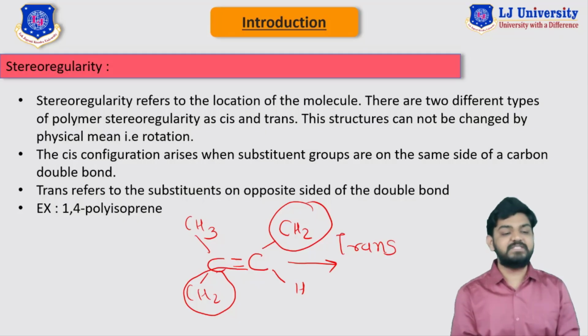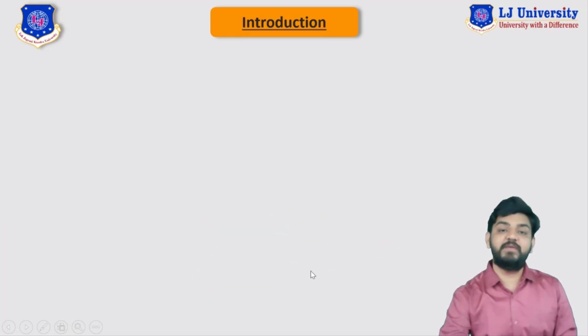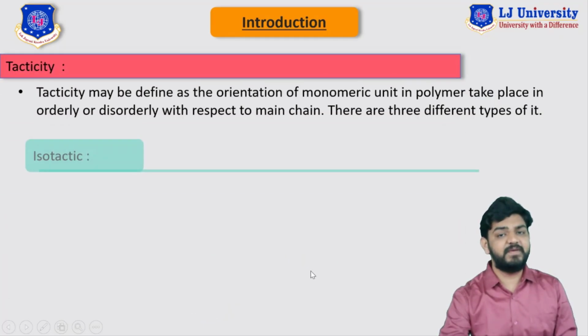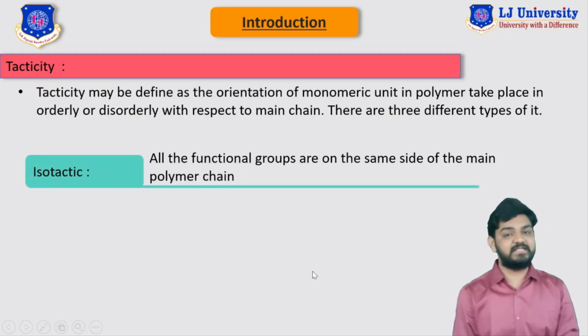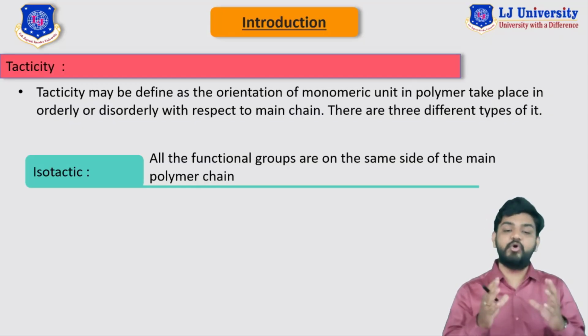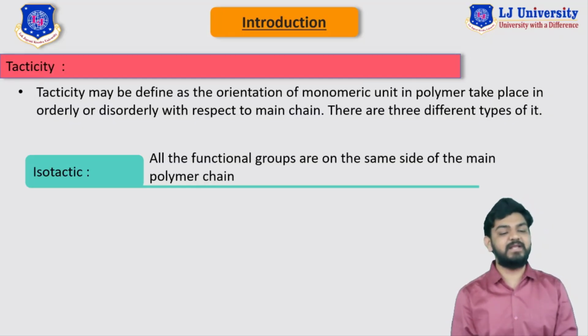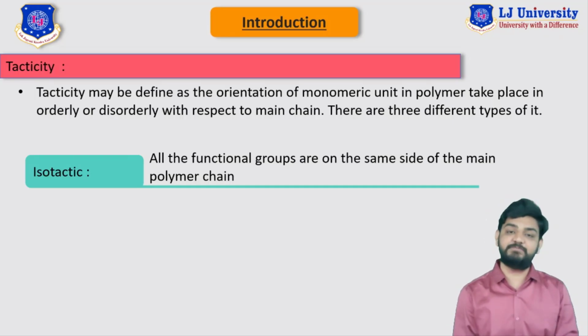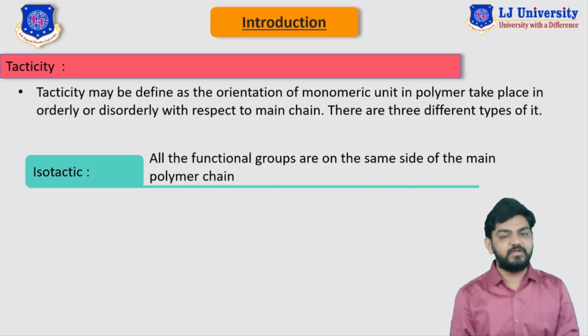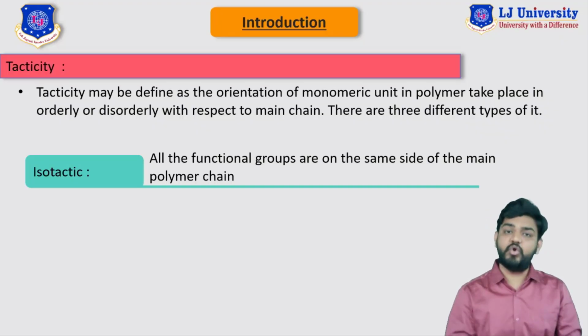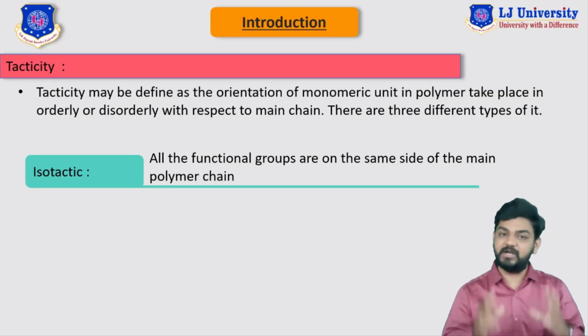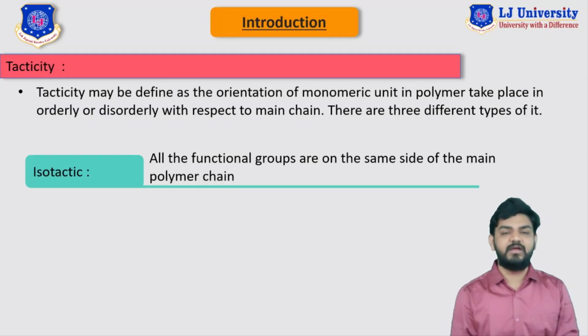So now, having discussed stereoregularity, let's discuss conformation as well. This conformation can also be defined as the tacticity. Tacticity may be defined as the orientation of the monomeric units in the polymer, taking place in an orderly or disorderly manner with respect to the main chain. So it also depends on the location of the particular atom or monomer or molecule. We have three different types of tacticity.